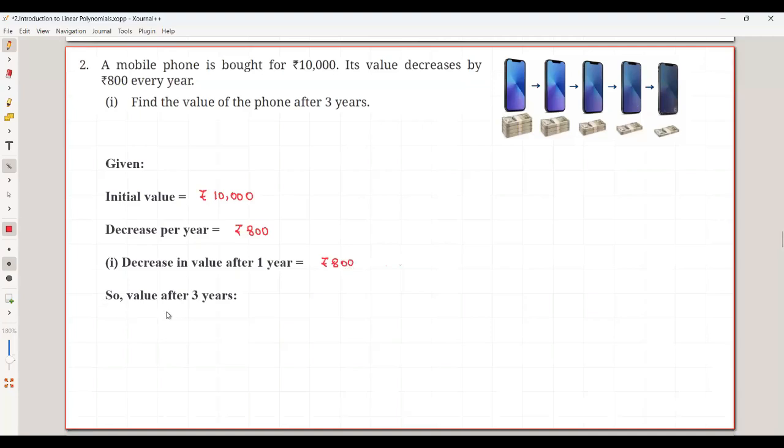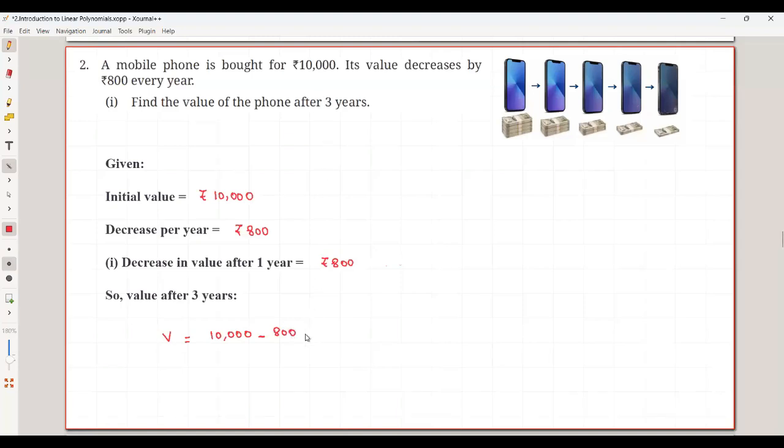Now, the value after 3 years. We can easily find it out. Let's denote the value by V. V is equal to 10,000, which is fixed. Depreciate means decrease, so you have to subtract. Minus 800, because 800 is decreasing every year.